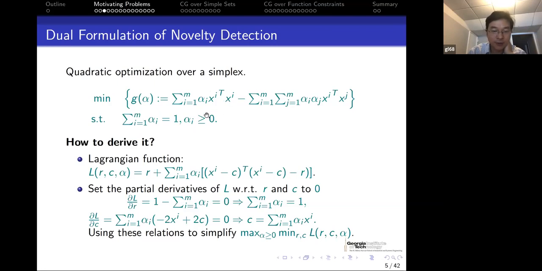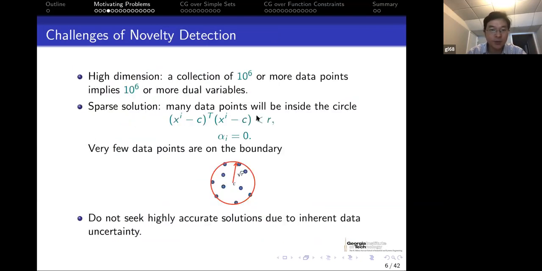How do you derive it? You may have many different ways to derive it. One of the simplest ways would be to write the Lagrange function and set the partial derivatives equal to 0, and then use it to simplify the Lagrange dual. Then you will find this problem is a standard quadratic optimization problem over a simplex. So what are the challenges for solving this problem?